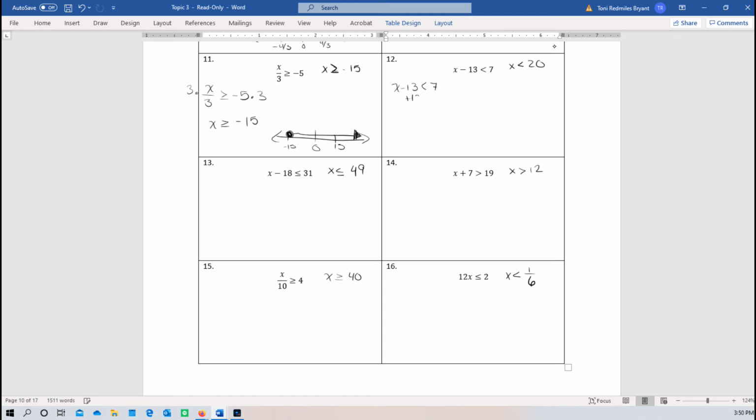So I have to add 13 to both sides, which gives me x is less than 20. So x is all the numbers that are less than 20. I'm going to put an open circle because it's not equal to. And if it's less than 20, it's 0, it's 1, it's 19, it's negative 1. It's all the stuff to the left.